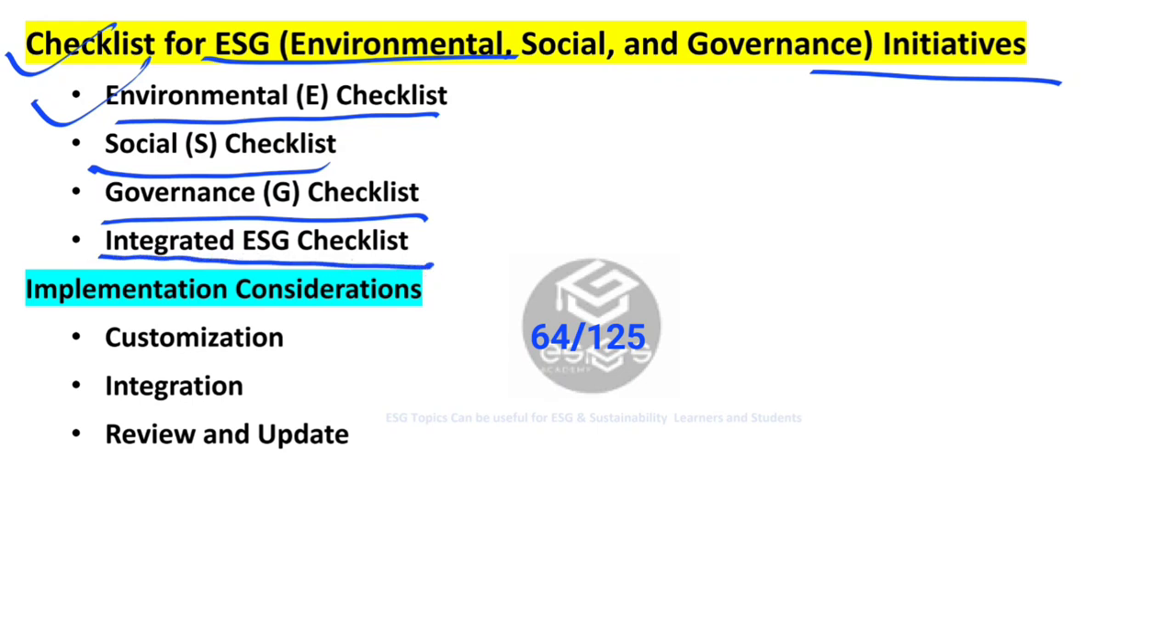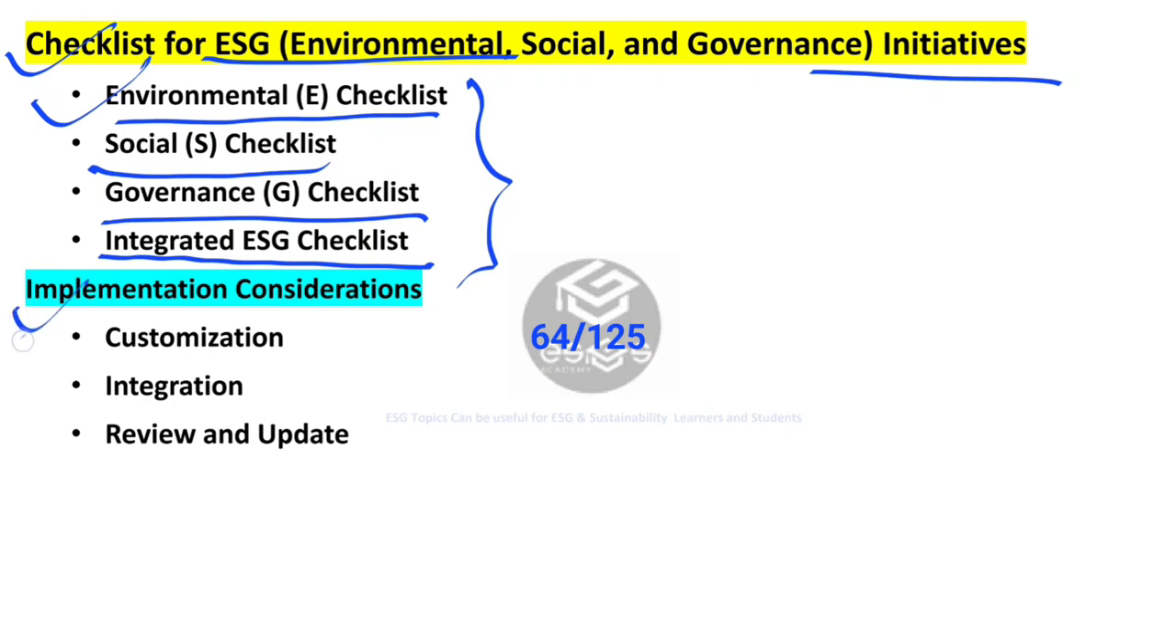Next is the integrated ESG checklist, like ESG strategy implementation checklist, ESG performance metrics checklist, ESG materiality assessment checklist, sustainability reporting checklist, ESG data collection and management checklist, ESG training and awareness checklist. So these can be certain examples of different checklists.